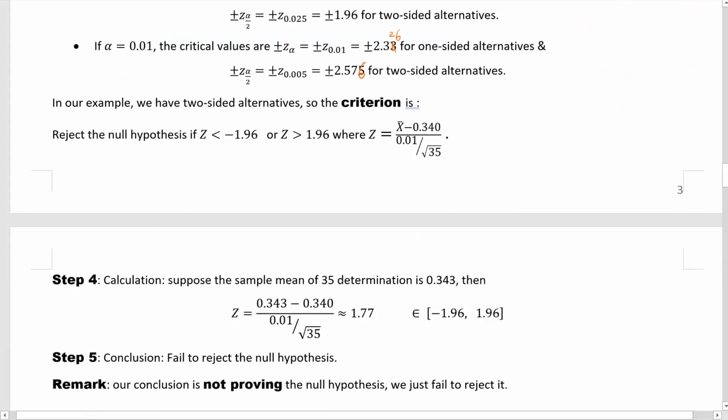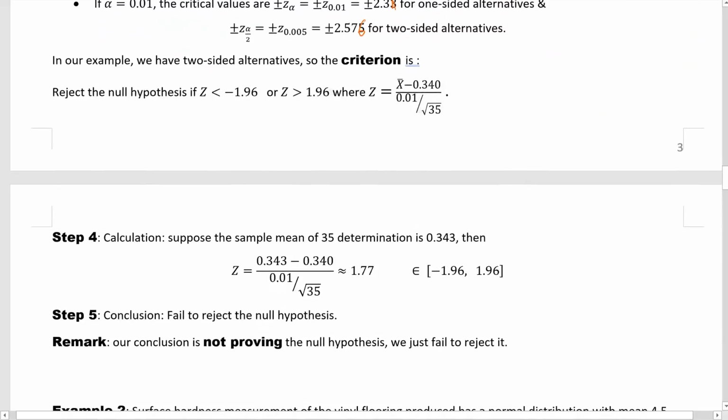Okay, step 4, calculation. Suppose we have the sample mean of the 35 determinations is 0.343. Well, then let's plug in 0.343 minus 0.340 over 0.01 over square root of 35. Plug this in your calculator. You get 1.77.